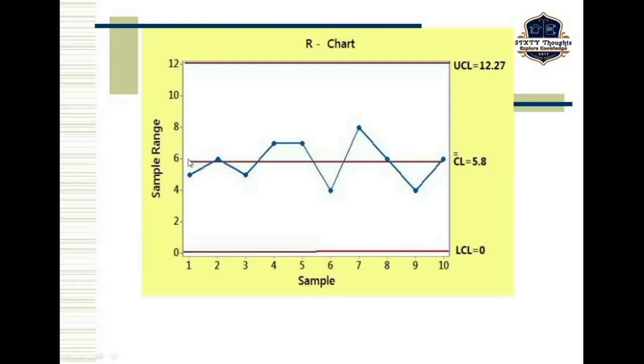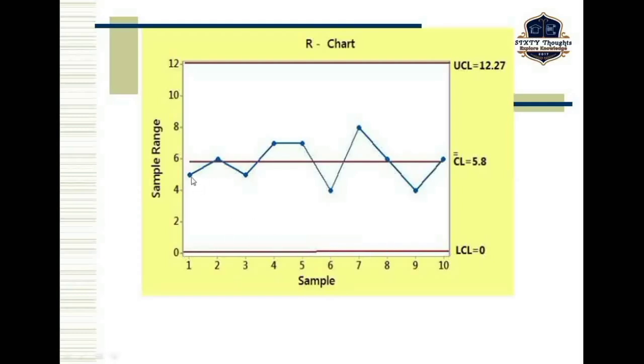First we draw the central line value. Central line equals what? 5.8. It is nearer to 6. So this line is called the central line. Next we draw the upper control limit line. What is the upper control limit line value? 12.27. It is nearer to 12.3. Similarly, we are going to draw the lower control limit line. The lower control limit value is 0, so you get this line at 0.